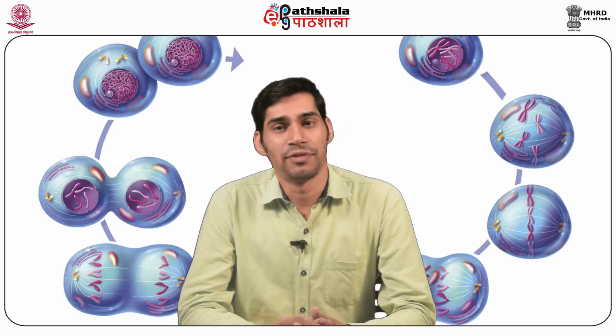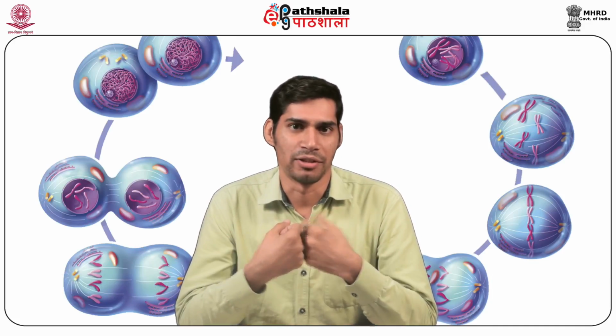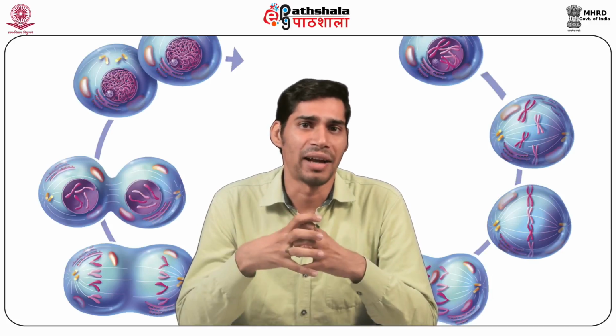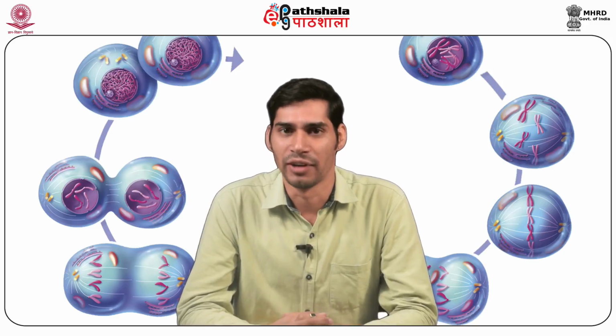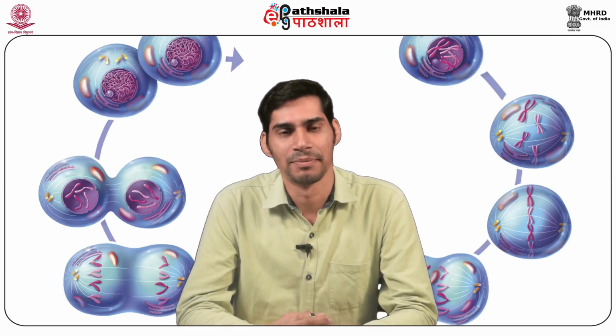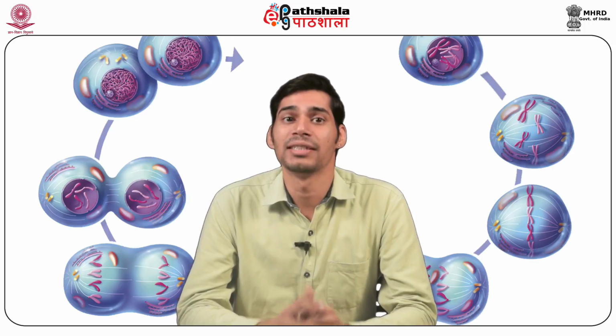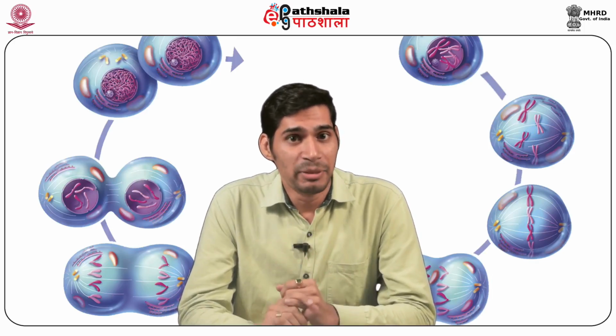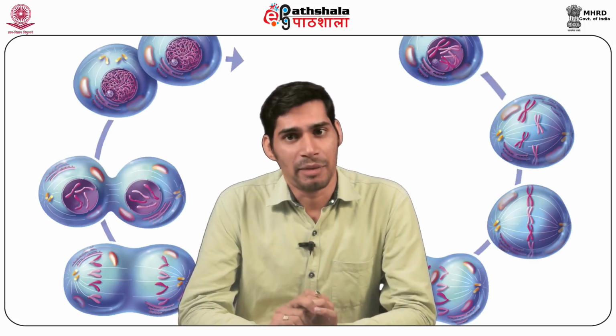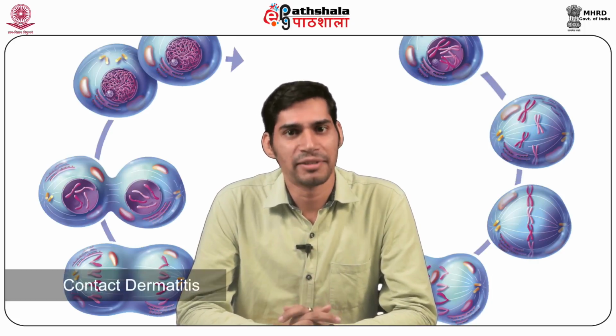Type 3 hypersensitive reaction is immune complex mediated, the complex of the antigen and the antibody. Again, it's a humoral and immediate type hypersensitivity. For example, rheumatoid arthritis. Type 4 hypersensitivity is cell mediated, in contrast to types 1 to 3. It is a delayed type hypersensitive reaction. For example, contact dermatitis.